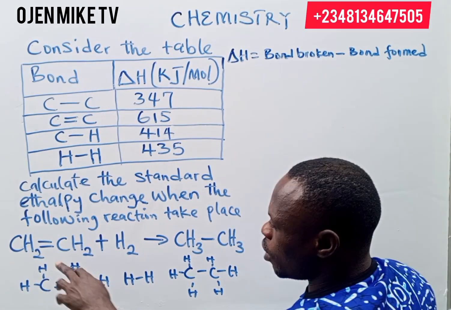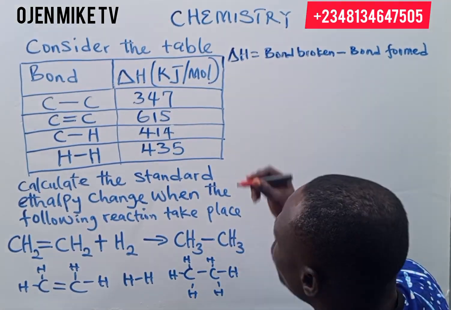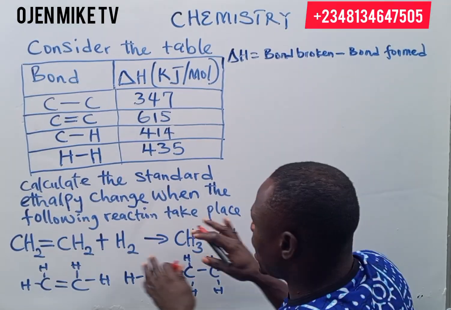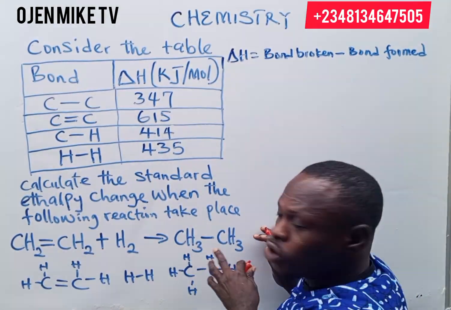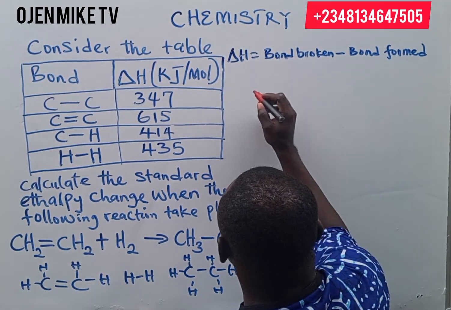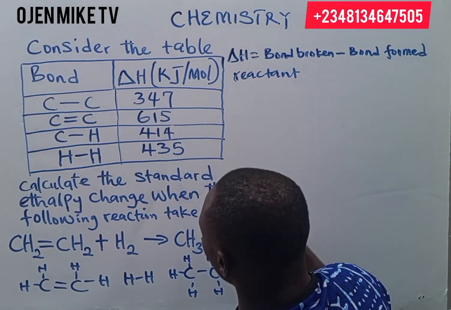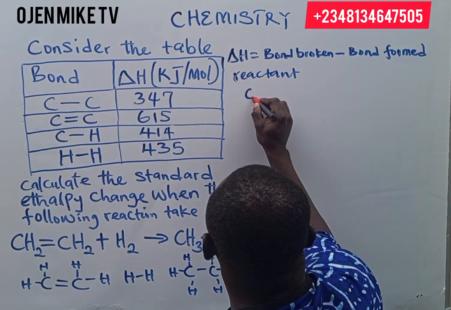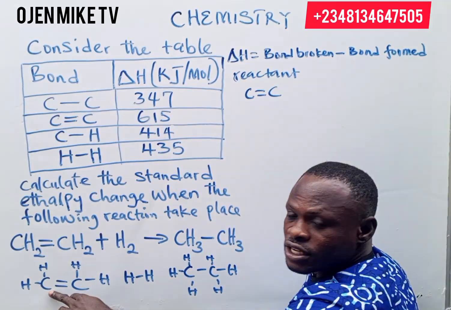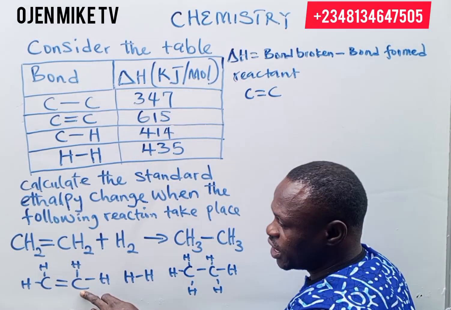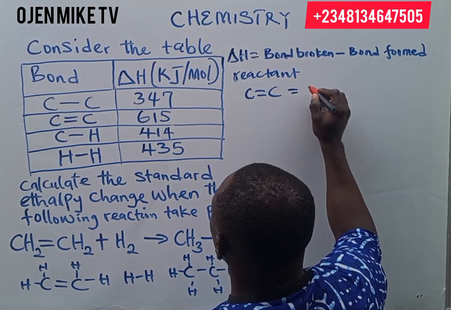Now watch out. Look at the parameters here. This is the reactant, and this is the product. Bonds broken is this one, while bonds formed is this one. For the reactant we have C=C. Look at C=C. For C=C, what is the parameter given? 615.